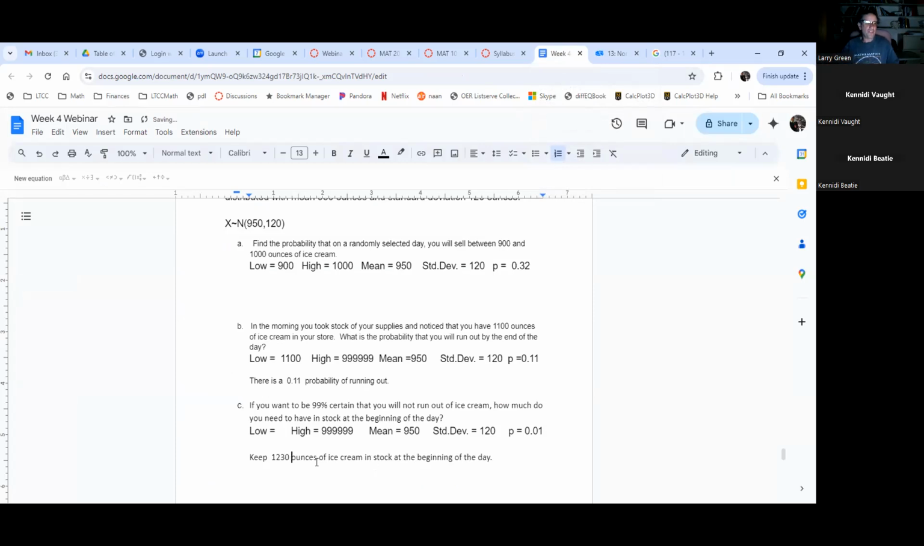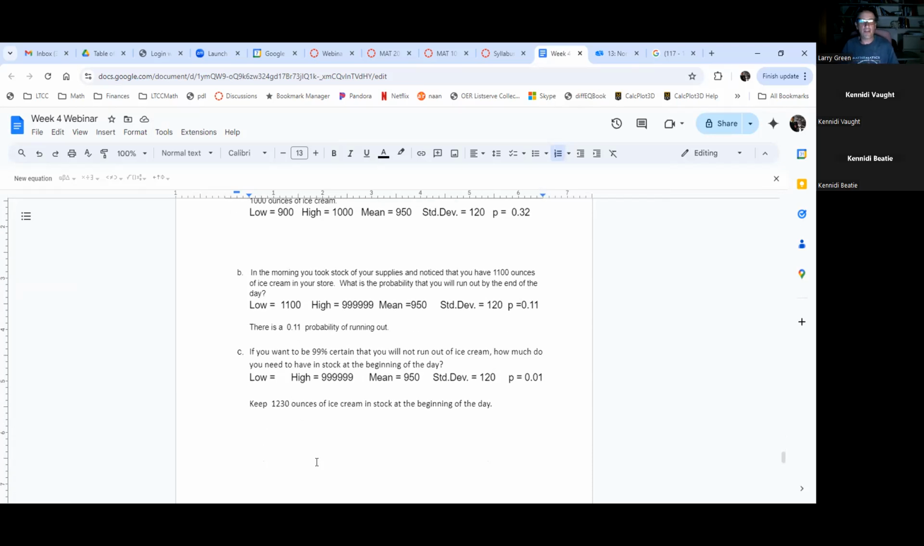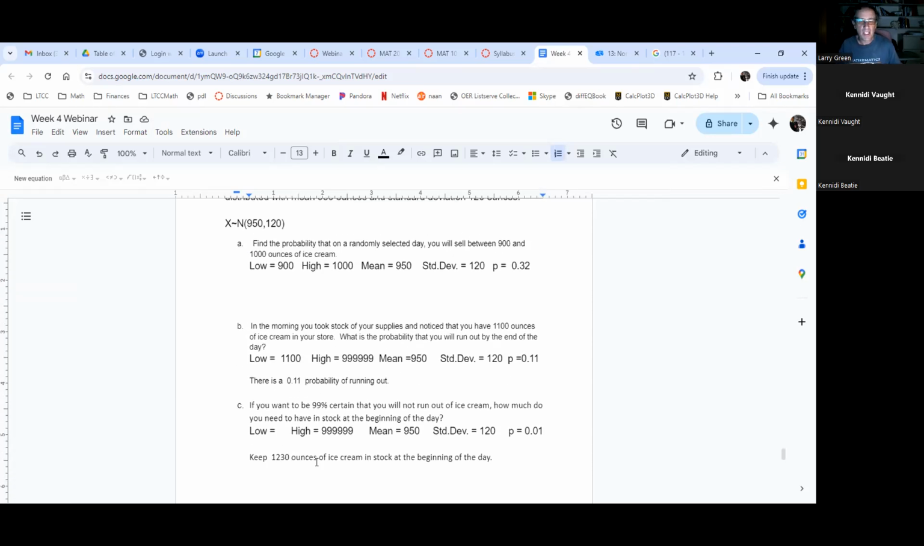So keep 1,230 ounces of ice cream in stock at the beginning of the day. And that's how you make business decisions. You definitely want to understand statistics if you have a business. Any questions on this idea?